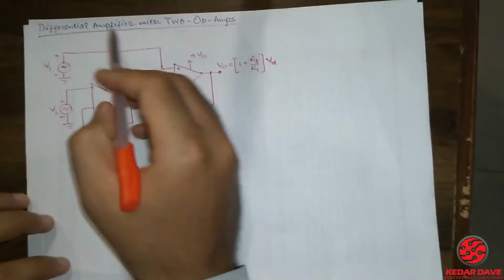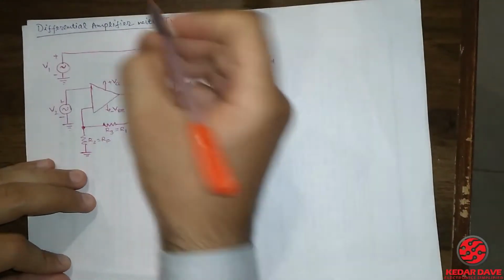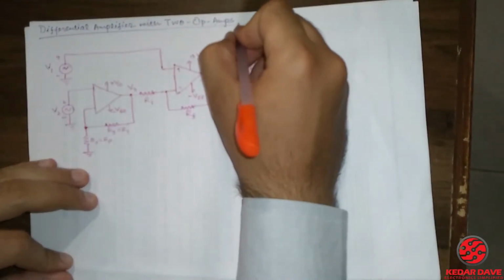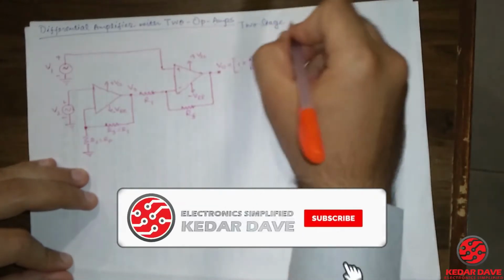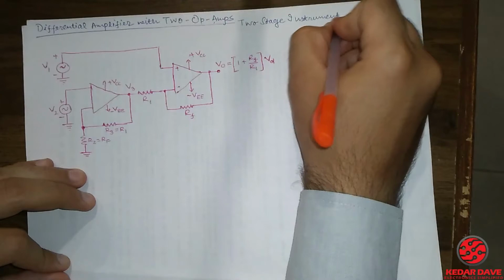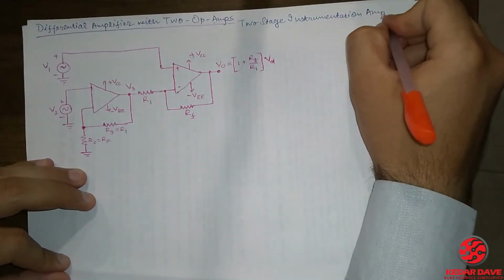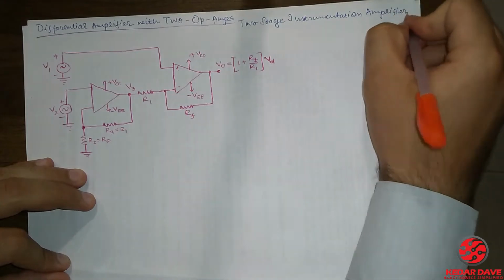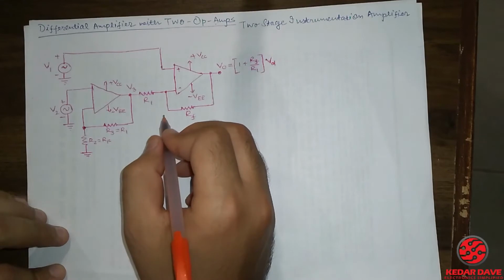Today we are going to learn about the differential amplifier with two op-amps. That is nothing but a two-stage instrumentation amplifier also. So that is the concept. In this lecture we are going to discuss this circuit, and how it will be working.